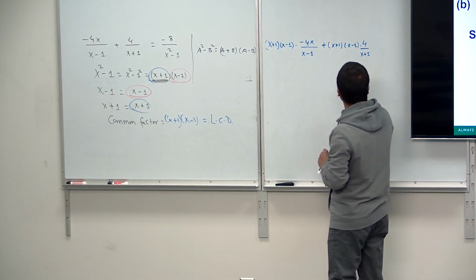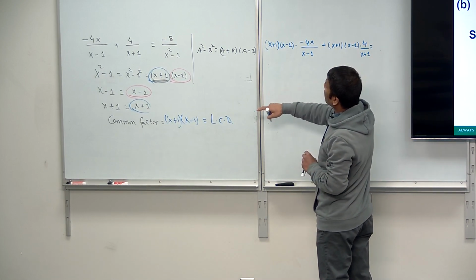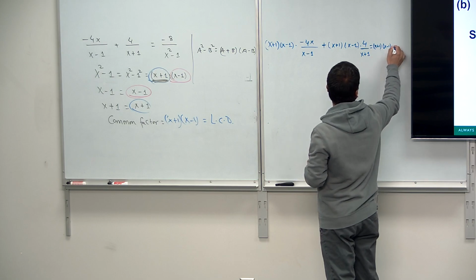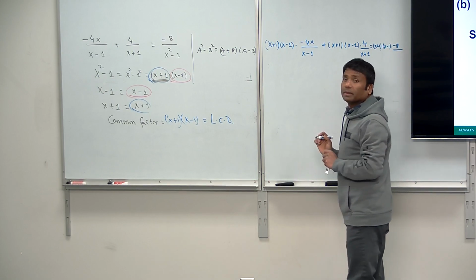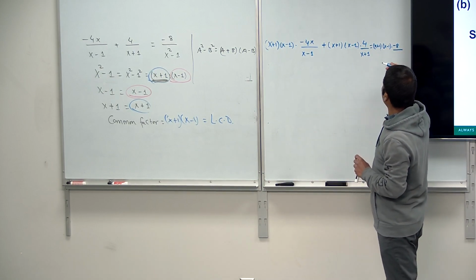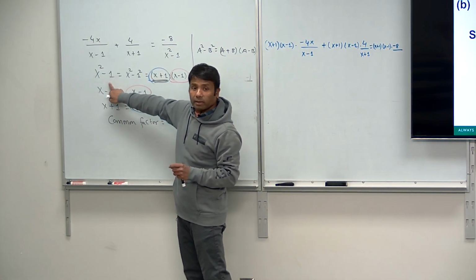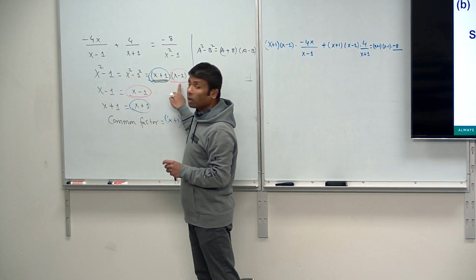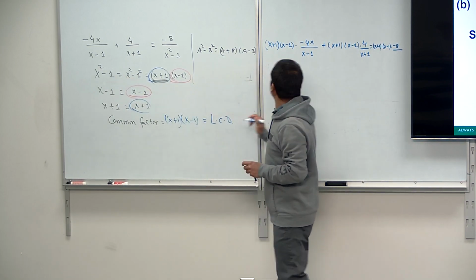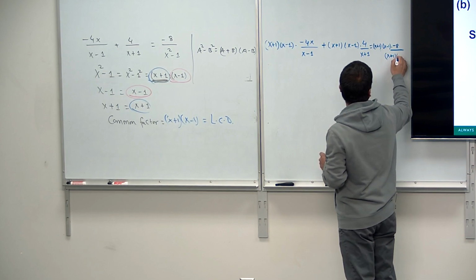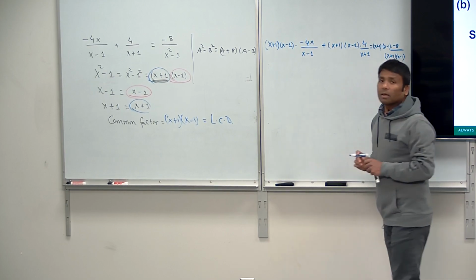And this equals x plus 1 times x minus 1 times negative 8 over, what do you have? X squared minus 1. What are the factors of x squared minus 1? This is equal to x plus 1 times x minus 1, right? So I can write down here x plus 1 times x minus 1. Make sense, guys?